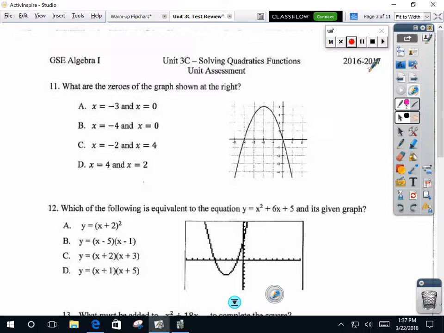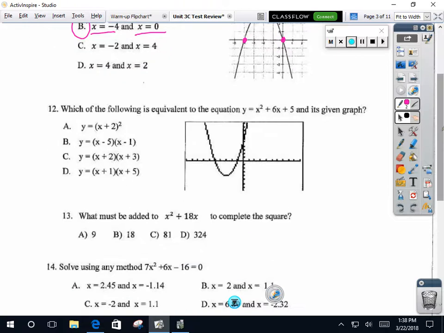Number 11, probably the easiest question on the whole test. What are the zeros of the graph shown at the right? B, right. It crosses at -4 and 0. So the zeros are -4 and 0. Remember, zeros is just another word for x-intercepts or solutions. All right, number 12. What do y'all think?